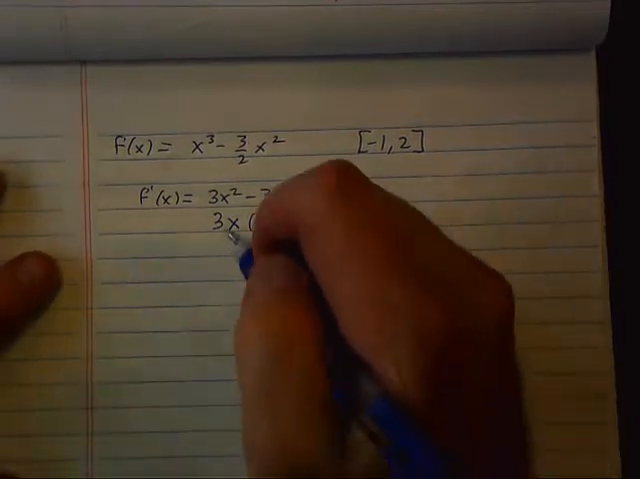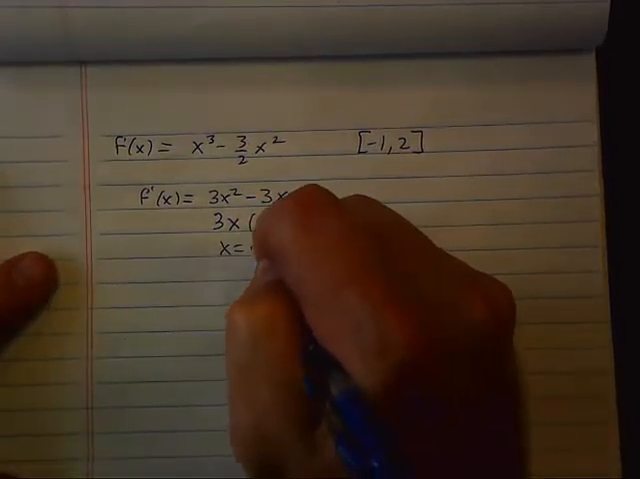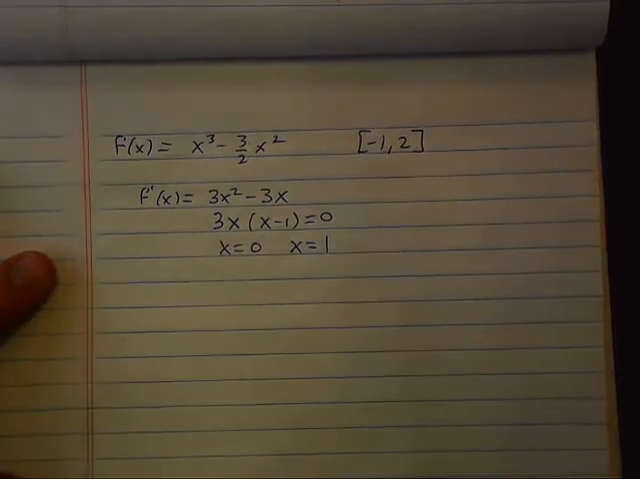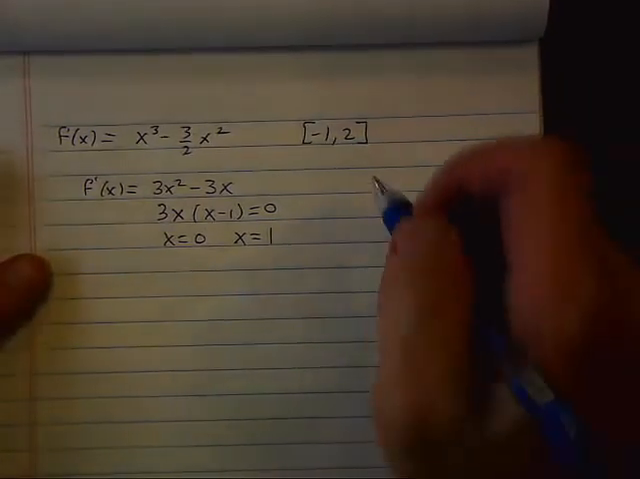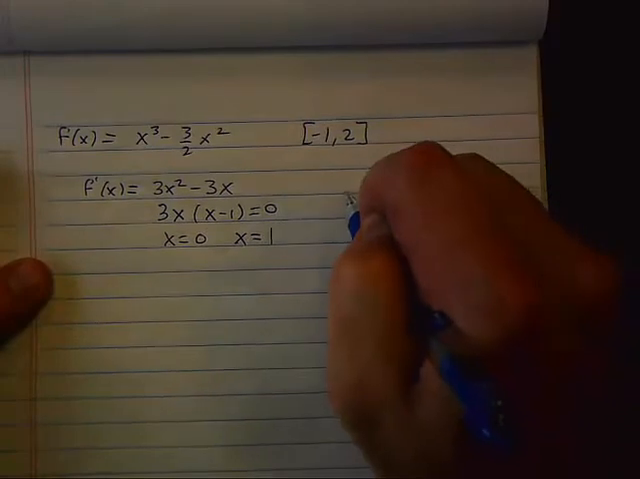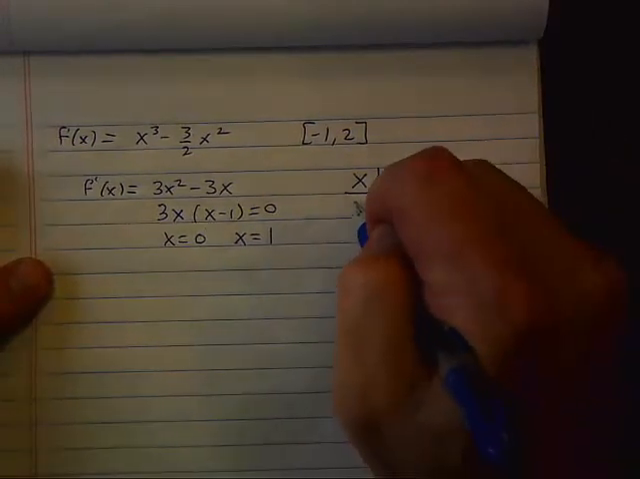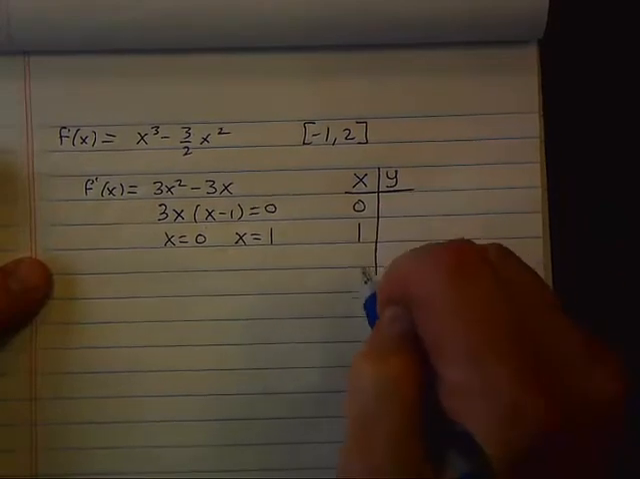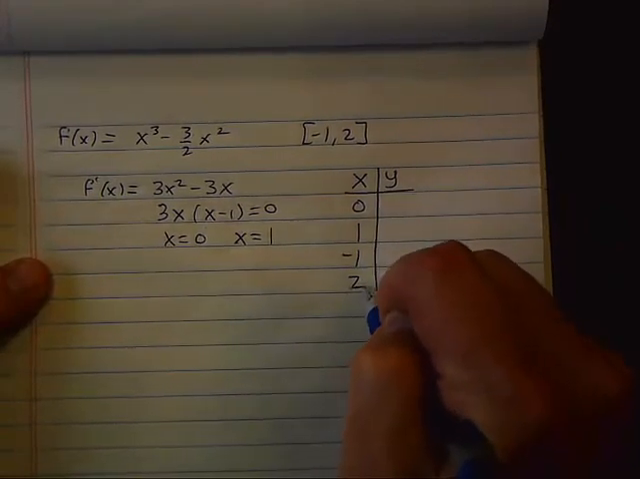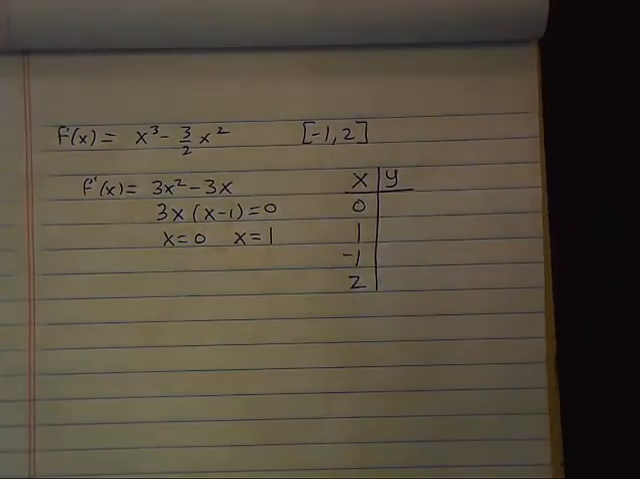Now what I do is I build myself a little table. I'm going to plug in 0, I'm going to plug in 1, I'm going to plug in -1, and I'm going to plug in 2. How come I plug in 0 and 1? Those are my critical numbers. They're critical. It seems like I want to plug them in. Why do I plug in -1 and 2? That's the end point of the intervals.